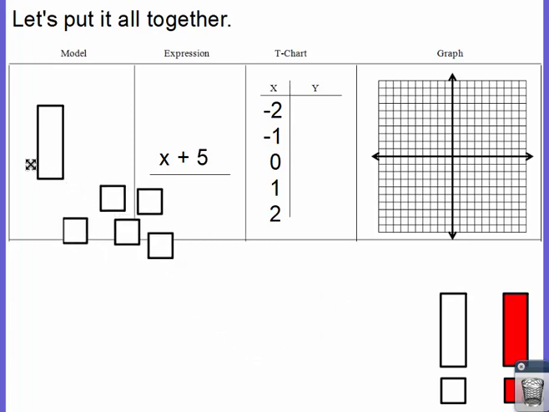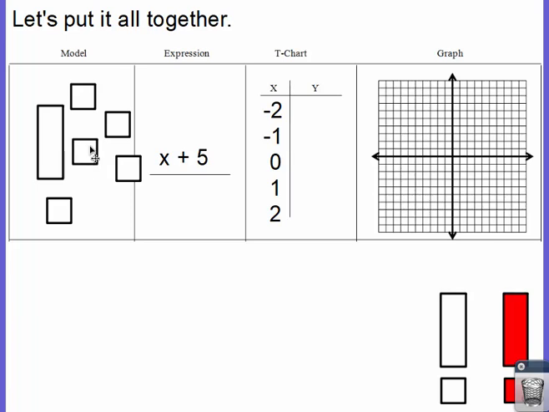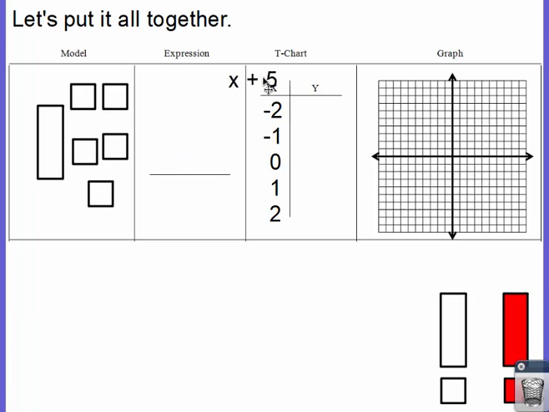Let me put those up in the thing and then rearrange those a little bit. So there we go. There is x plus 5. Now we know that x plus 5, this expression, just goes right up here in the y value. All right? So we would put our x plus 5 for our y, and now we evaluate.